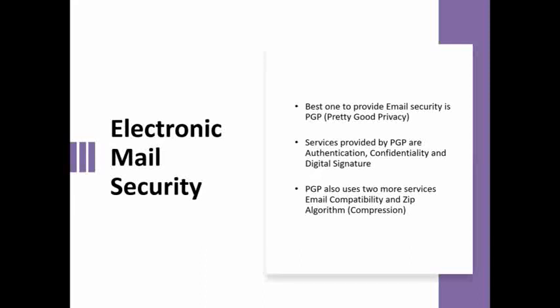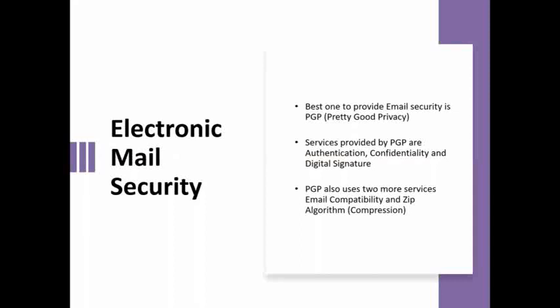Today we're going to discuss one of the important concepts of network security, that is electronic mail security. Here we're going to use PGP, that is Pretty Good Privacy. This is one of the best for providing email security services. So what are the services provided by PGP? There are three important services: one is authentication, second is confidentiality, and third is digital signature.